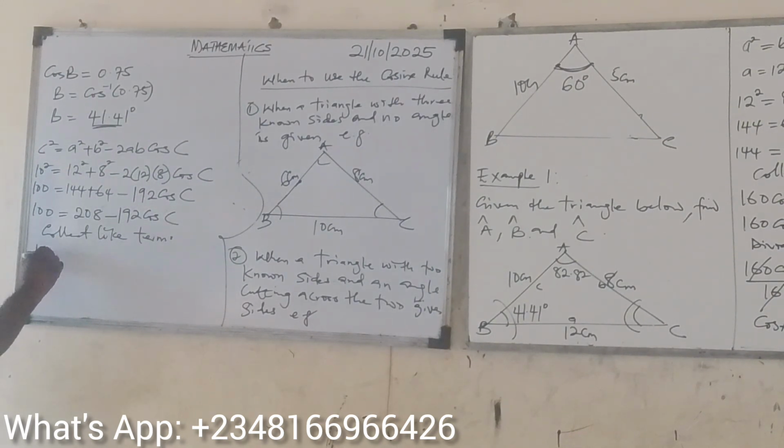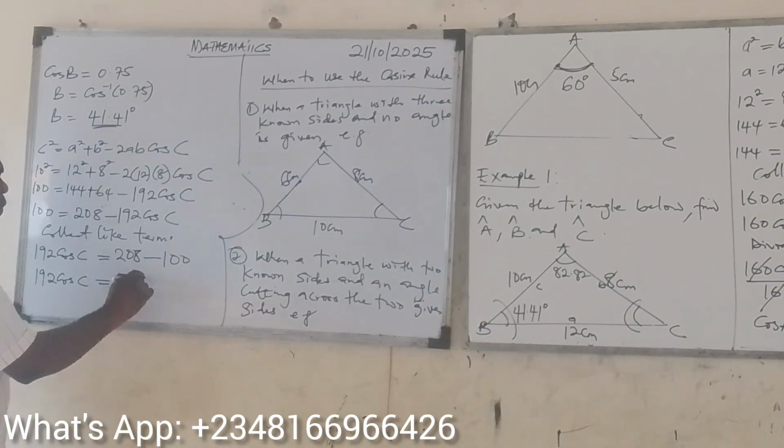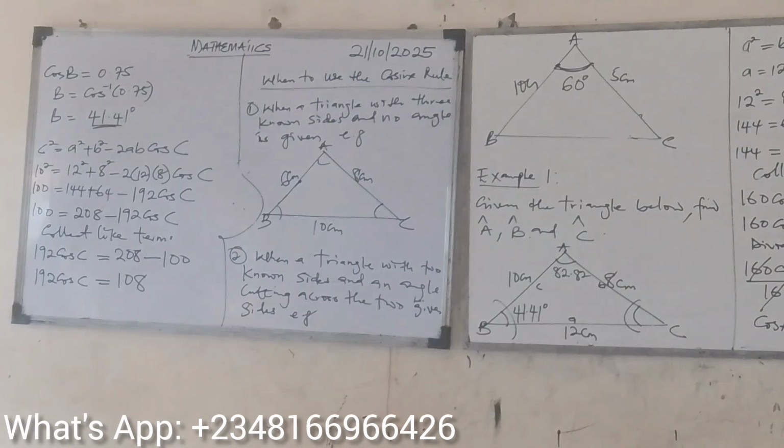So we have 192 cos big C is equal to 208 minus 100. If you bring this minus to the left hand side, it will change to positive, and when you take the positive 100 to the right hand side, it will change to minus. So 192 cos big C will be equal to 208 minus 100, which will give us 108.